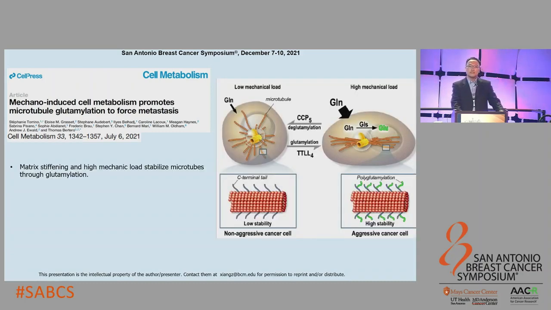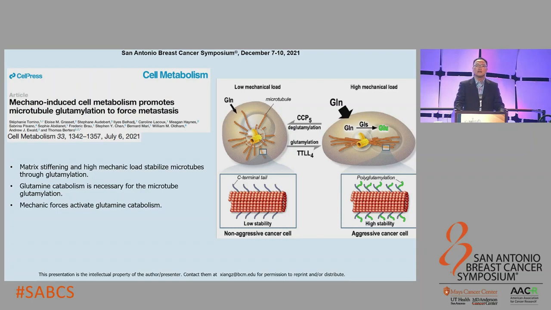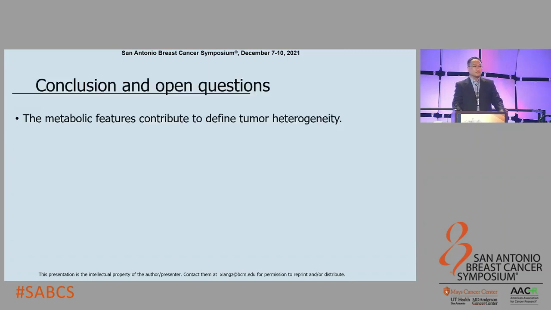As we know, the matrix stiffening and the high mechanical load can stabilize microtubules. And this is through glutamylation of the microtubules. And therefore, glutamine catabolism is necessary in this process. And there's an outside-in process from mechanical force that can activate glutamine catabolism, and the inhibition of this process can inhibit metastasis. So to summarize this session, we learned that metabolic features contribute to define tumor heterogeneity.